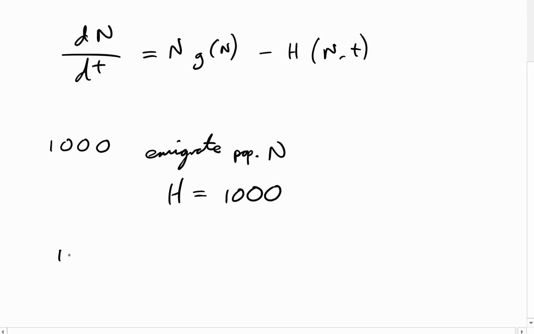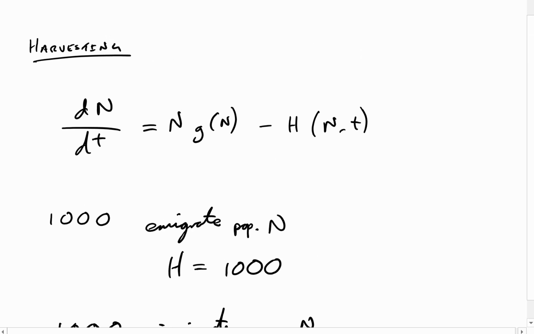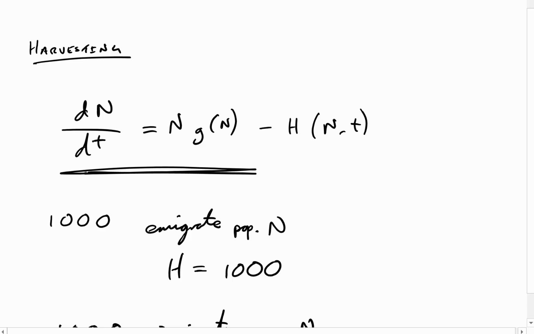But now let's suppose that 1,000 people immigrate into a country with a population of size N. So now what we do is we've still got this describing our population.